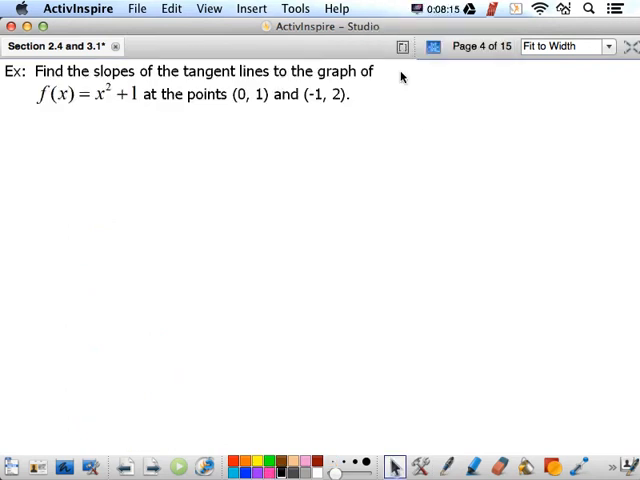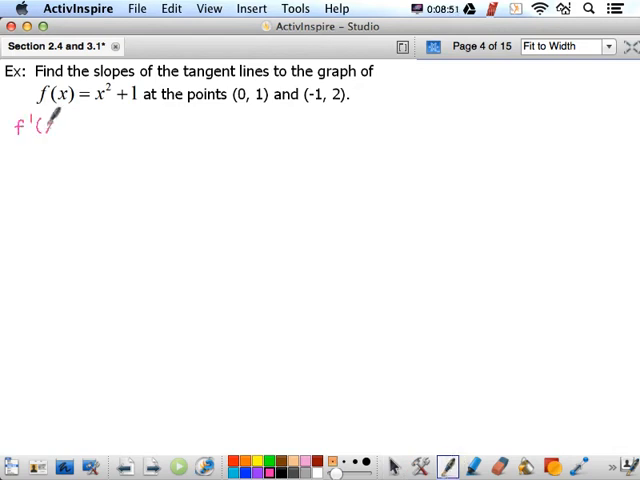For our second example, we want to find the slopes of the tangent lines to the graph of the parabola f of x equals x squared plus 1 at the 2 points 0, 1 and negative 1, 2. So we want to look at something that is nonlinear. In order to find the derivative, slope of the tangent line, or the slope of a graph, or the rate of change at a specified point, any of those things, I need to find the derivative, which is just the limit as h approaches 0 of the difference quotient. So let's start there.